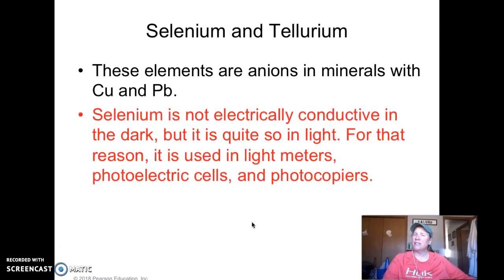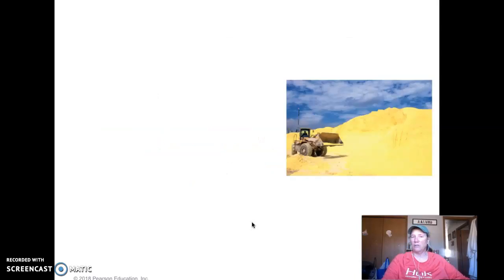Selenium is kind of different because it doesn't conduct electricity in the dark, but it will in the light. So it can be used in photocells. It's used in light meters, photocopiers, because if you light something up, then it's exposed to it, and then you can actually see it. But in the dark, it won't.